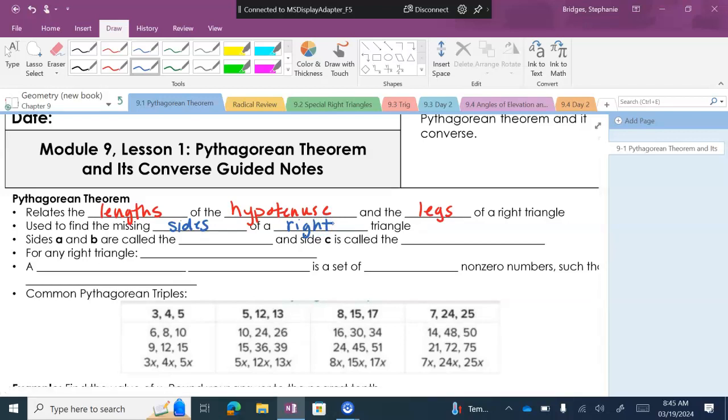Okay, it relates the lengths of the hypotenuse and the legs of a right triangle. It is used to find the missing sides of any right triangle. Sides A and B are called the, what did we call them again? Legs. And C is called the hypotenuse again. And do we remember what the Pythagorean theorem says? What is the formula? Yep. So for any right triangle, a squared plus b squared equals c squared. Okay, which we know. We've done this before multiple times.